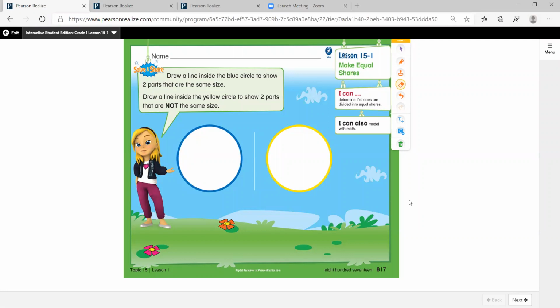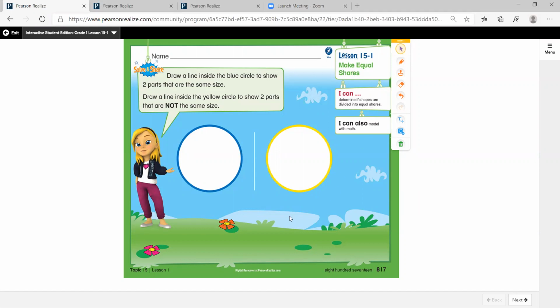Hi, first graders. Today we're going to be working on lesson 15-1, Make Equal Shares. Our I can statement for today is I can determine if shapes are divided into equal shares.